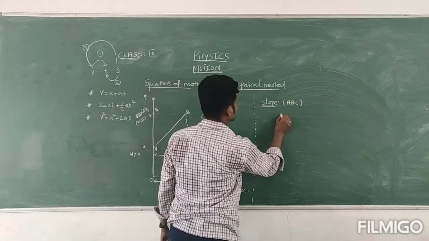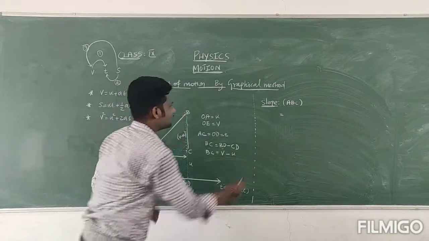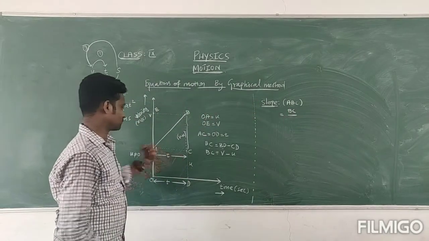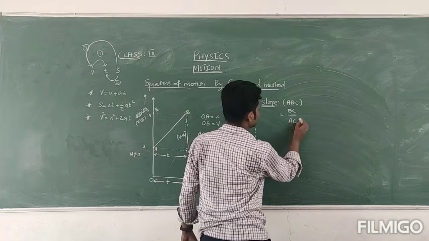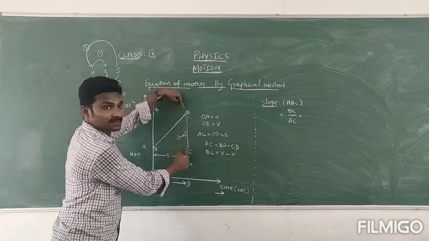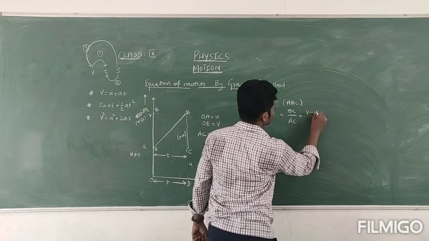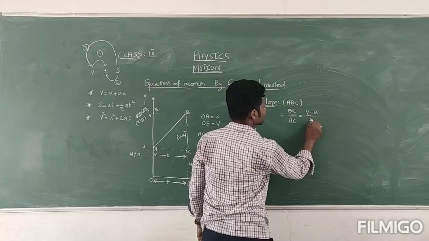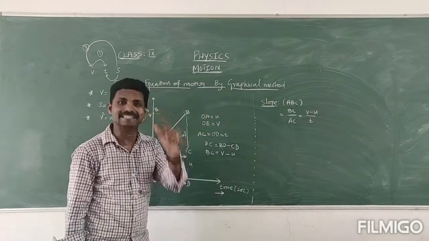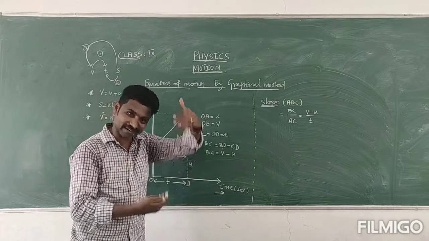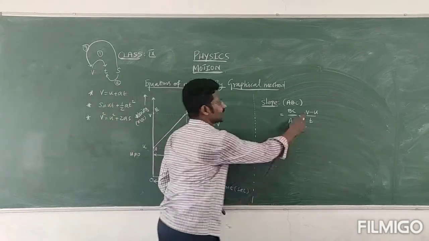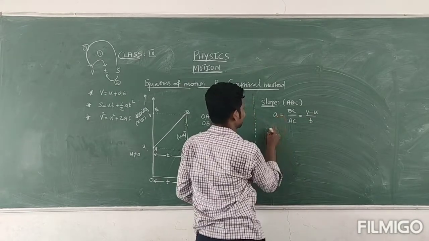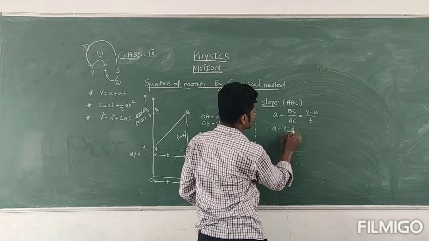That is, BC divided by AC. BC is nothing but what? V minus U. Then AC is nothing but what? T. So V minus U is nothing but change in velocity. So we derived it in the reverse way. Change in velocity divided by time is nothing but acceleration. Therefore acceleration is equal to change in velocity divided by time.